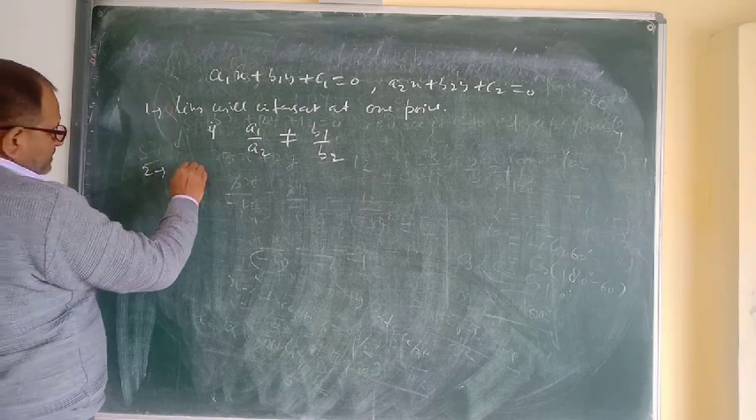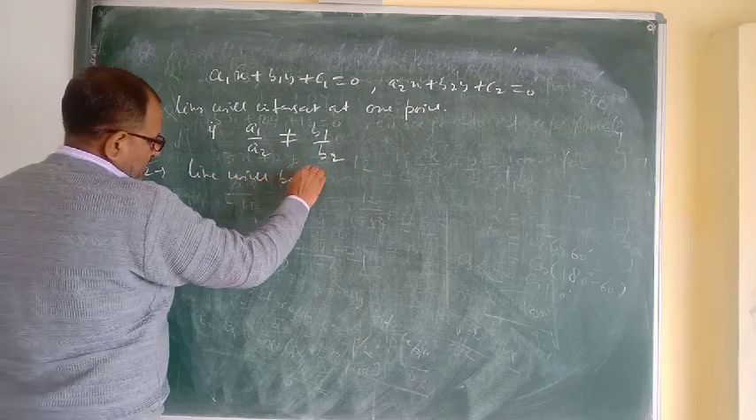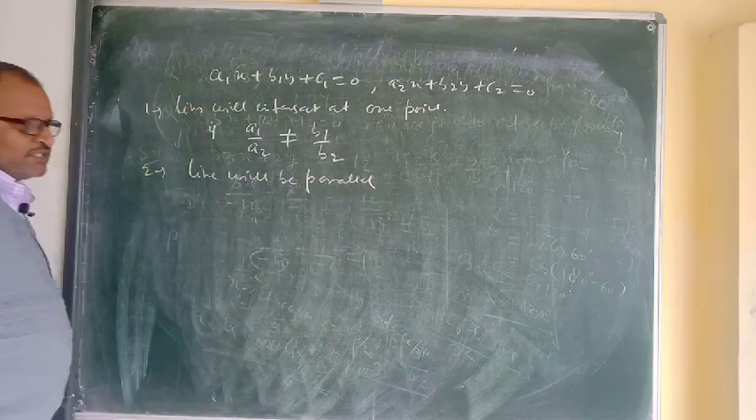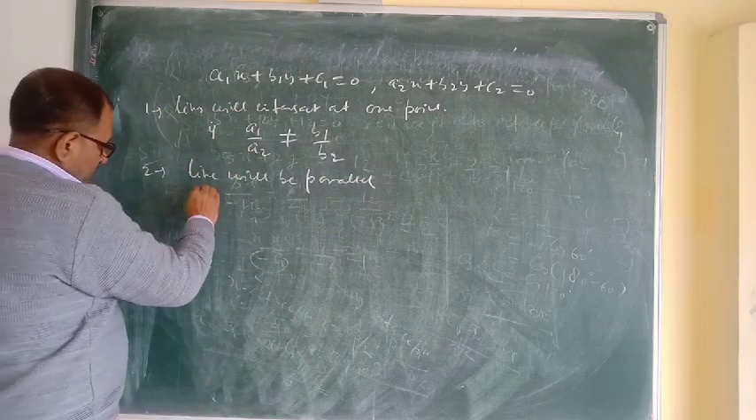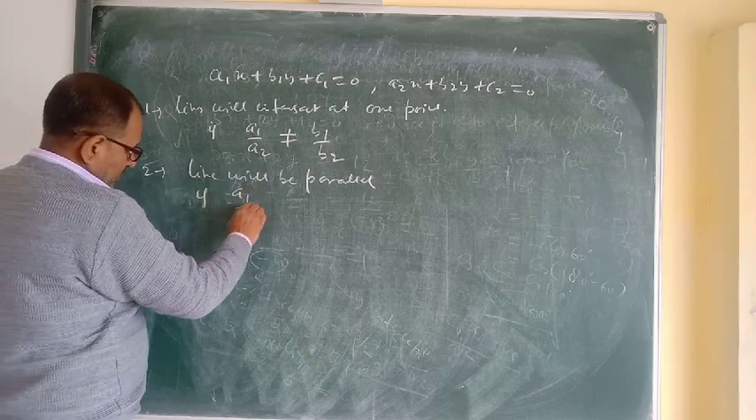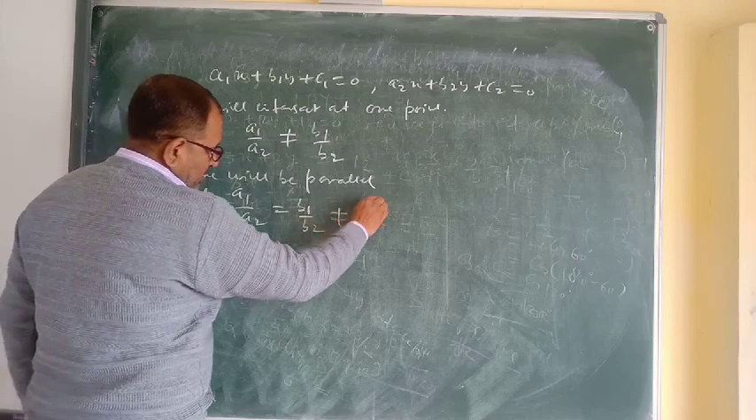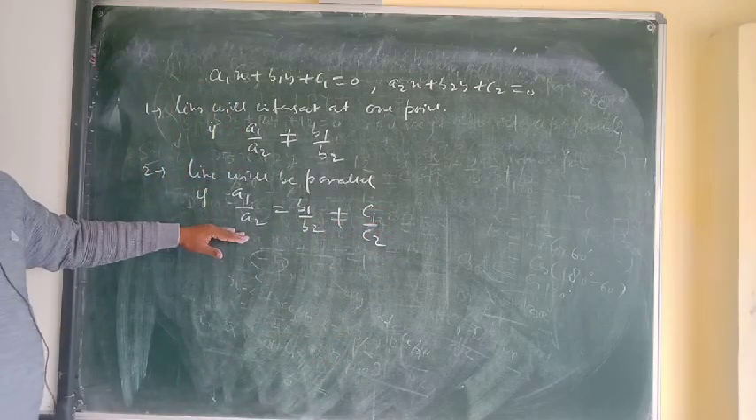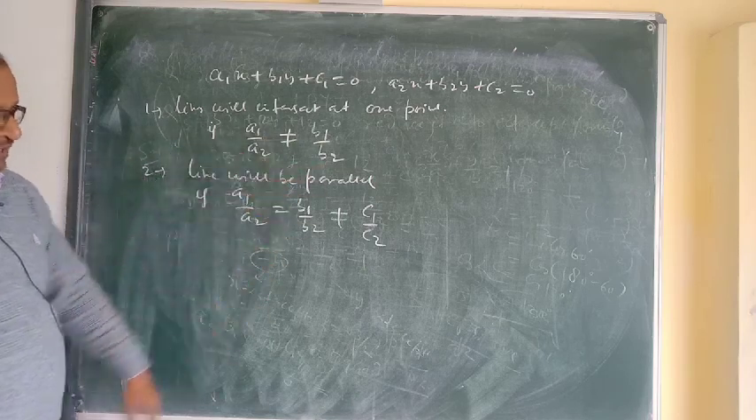Second, lines will be parallel. Parallel means they will not intersect, they will not meet at any point. If a1 upon a2 is equal to b1 upon b2 but not equal to c1 upon c2. So this is the condition for the parallel lines. This is the condition for intersecting lines at a unique point.